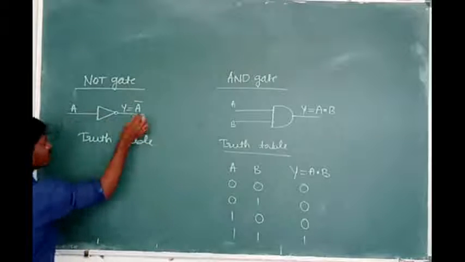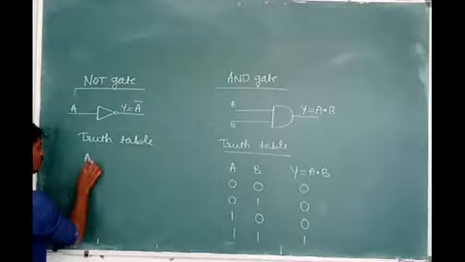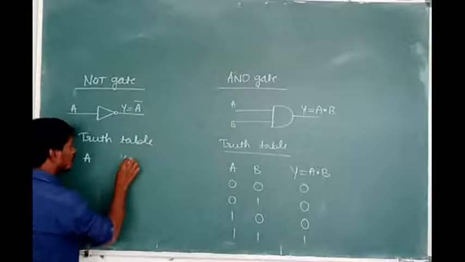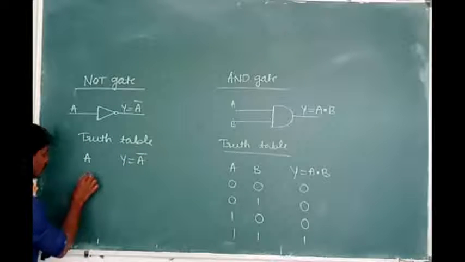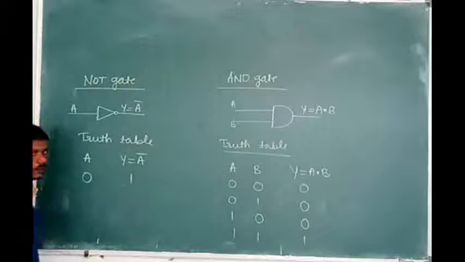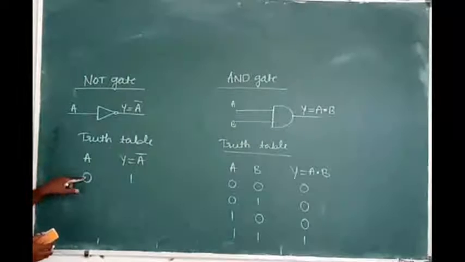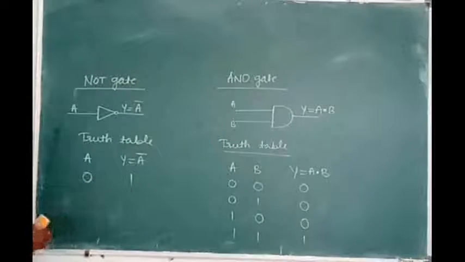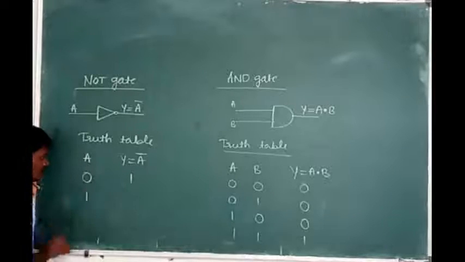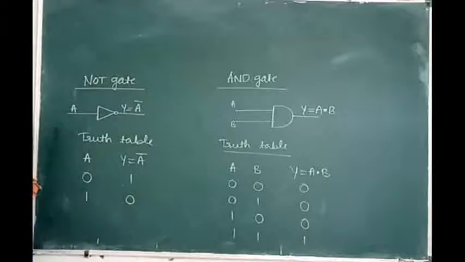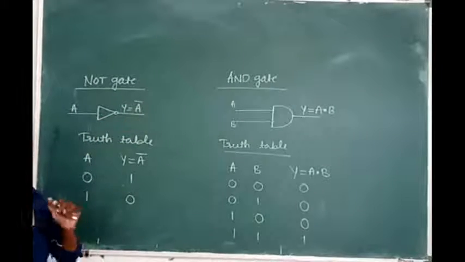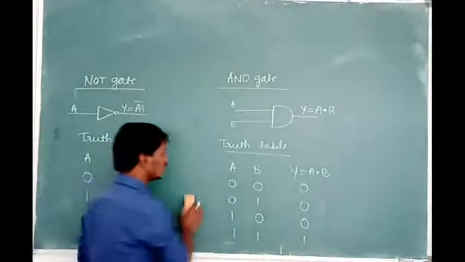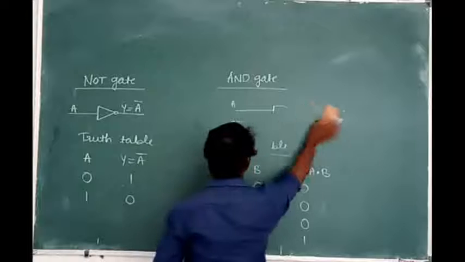Because it always does the inverse function, I will take A as the input and Y equals A bar as the output. If the input is 0, then the output is 1; if the input is low, then the output is high. If the input is high, then the output is low, that is 0. That is about the NOT gate. If a NOT gate is connected to an OR gate, it becomes a NOR gate. Next we are going to discuss the NOR gate.